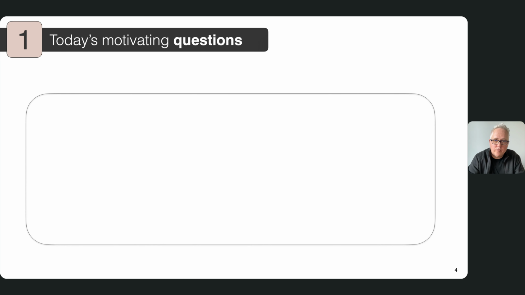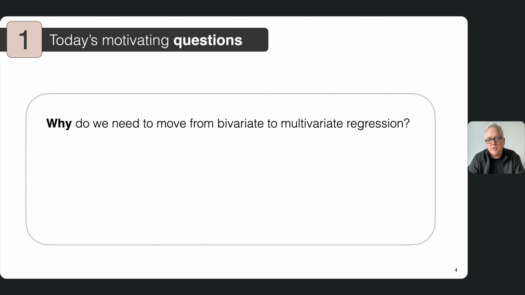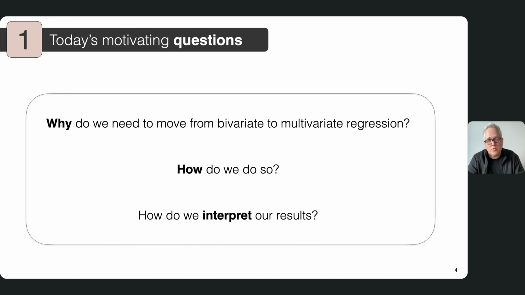I have three motivating questions for this week. First, why should researchers move from bivariate to multivariate regression approaches? How do we do so? How does the regression equation differ from bivariate to multivariate regression? And how do we interpret those results?